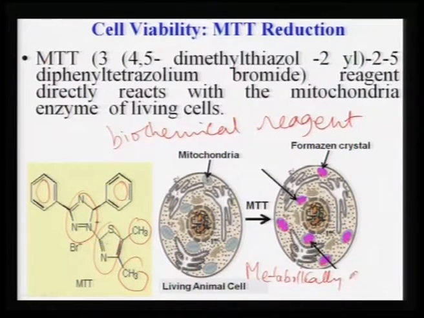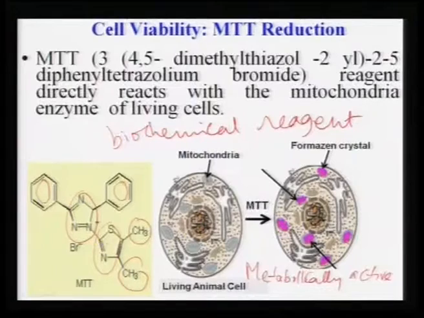Metabolically active cells means mitochondrially active cells, that means their mitochondria are still active. Mitochondria is known as the powerhouse of the cell, like all this ADP, ATP transformation, everything is occurring in the mitochondria. So, mitochondria being active means cells are getting enough energy for their survival. So, that is the basis for the MTT reduction process.